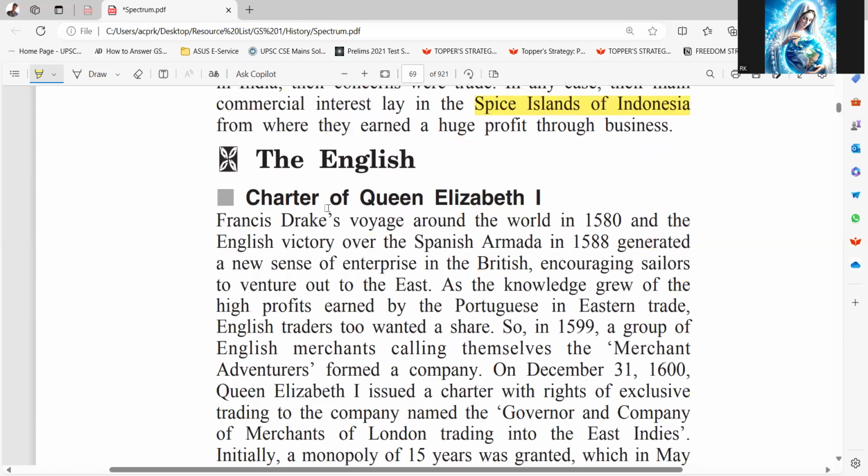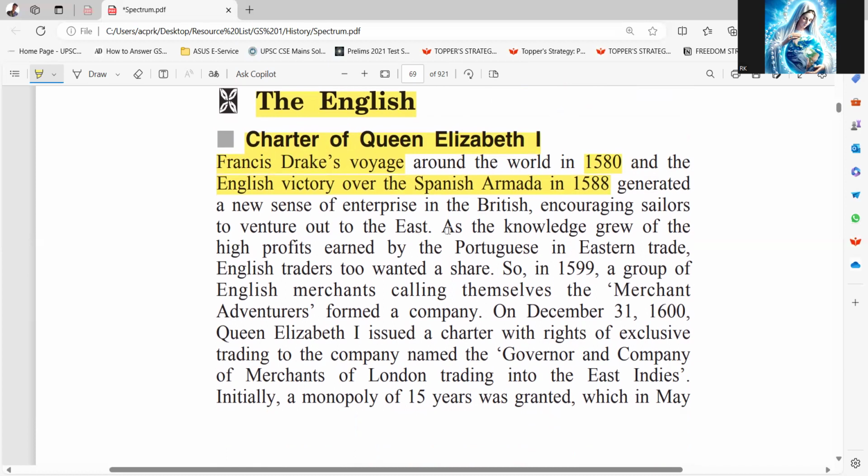The English Charter of Queen Elizabeth I. Francis Drake's voyage around the world in 1580 and the English victory over the Spanish Armada in 1588 generated a new sense of enterprise in the British, encouraging sailors to venture out to the east. As the knowledge grew of the high profits earned by the Portuguese in Eastern trade, English traders too wanted a share. So in 1599, a group of English merchants calling themselves the Merchant Adventurers formed a company.